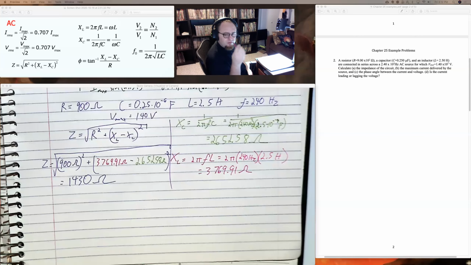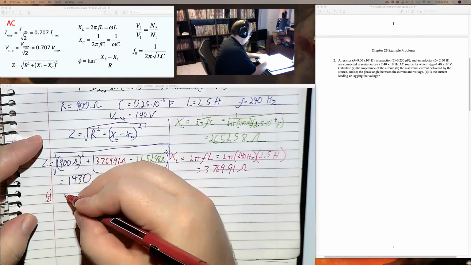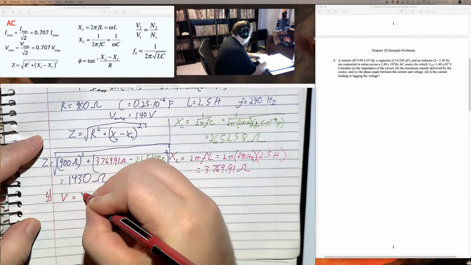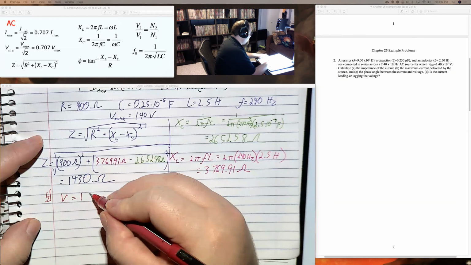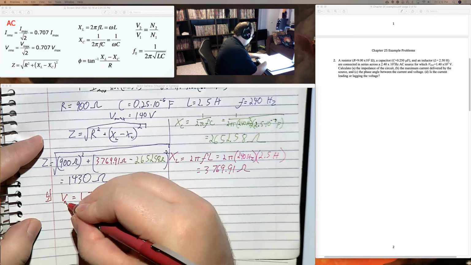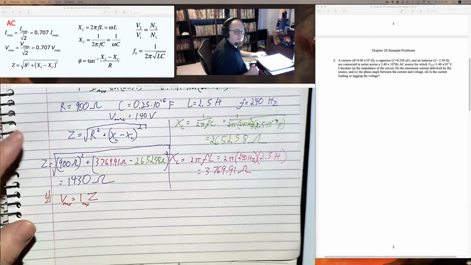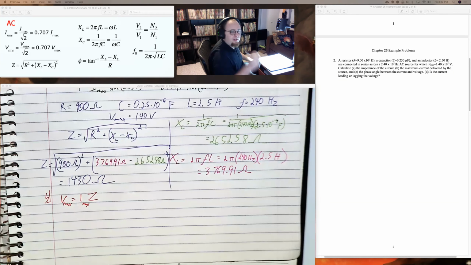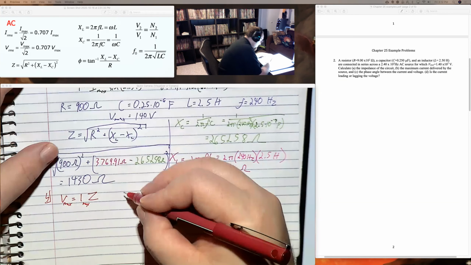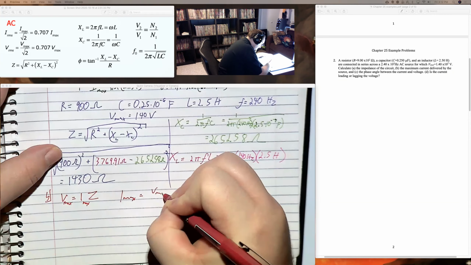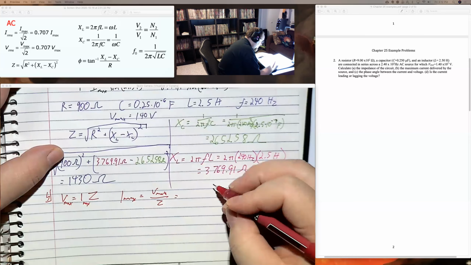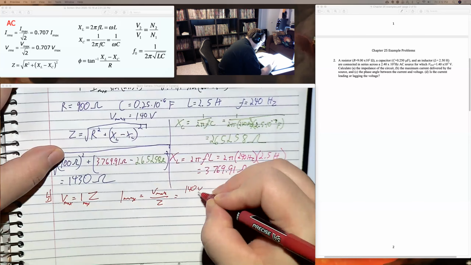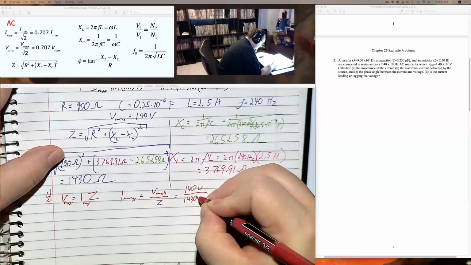Any questions though? Nope. Okay, the next part is what's the max current? Well, I'm still going to use V equals IR. But now with an AC circuit, we're not going to use the resistance. We're going to use the impedance. And so V max equals I max Z, which I didn't bother writing on the top of the page, mostly because that's just Ohm's law. We've done it so many times. So I max equals V max over Z, or 140 volts over 1430 ohms.